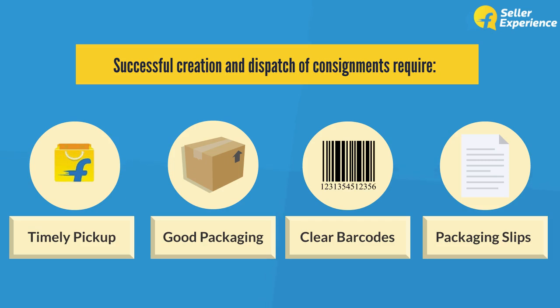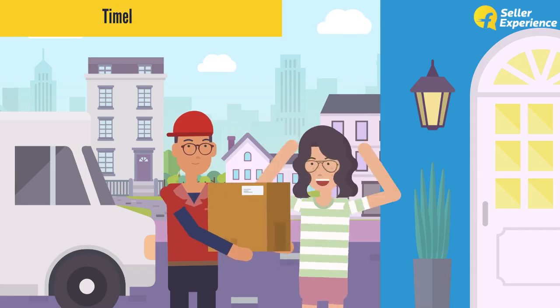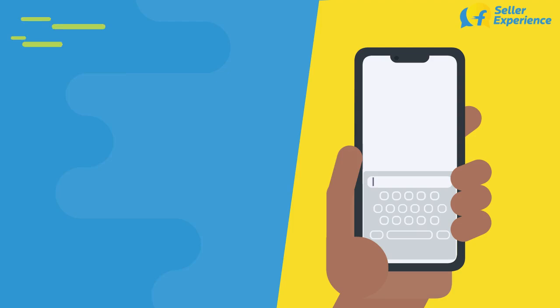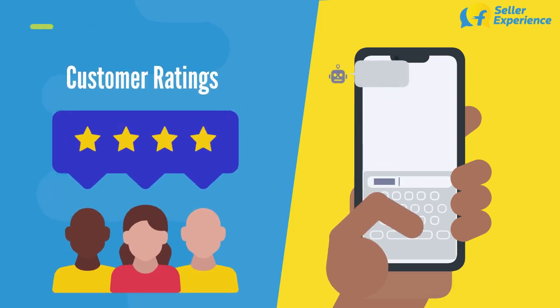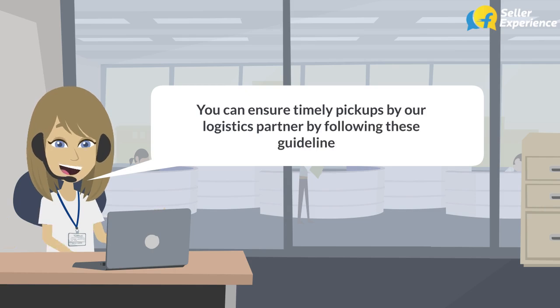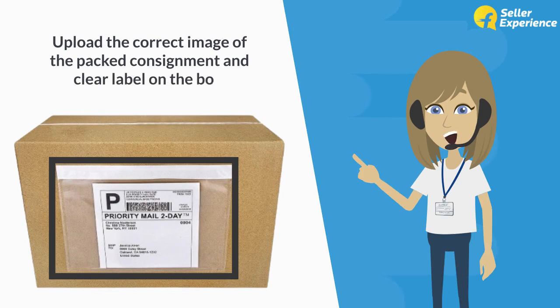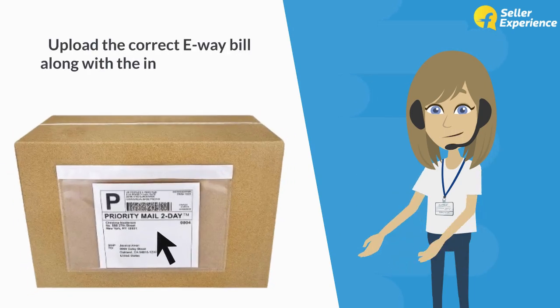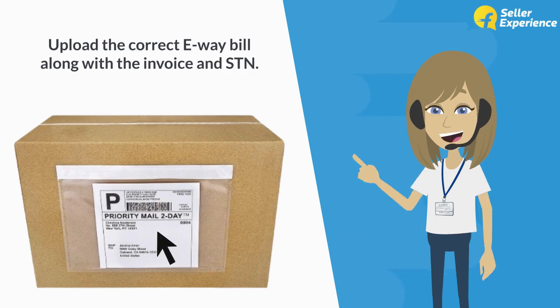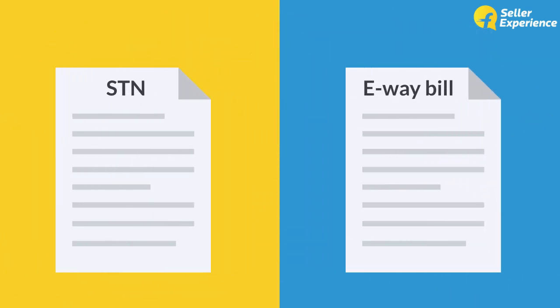Let's see how we can achieve all of these. Let's first talk about timely pickups of consignments. They are critical to ensure timely delivery and good customer ratings. You can ensure timely pickups by your logistics partner by following these guidelines. Upload the correct image of the packed consignment and clear label on the box. Upload the correct e-way bill along with the invoice and STN. Make sure that the STN value and e-way bill value match.